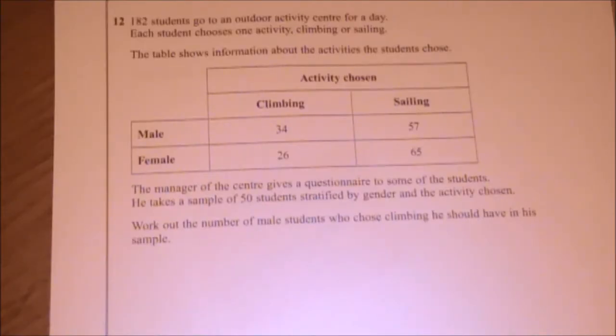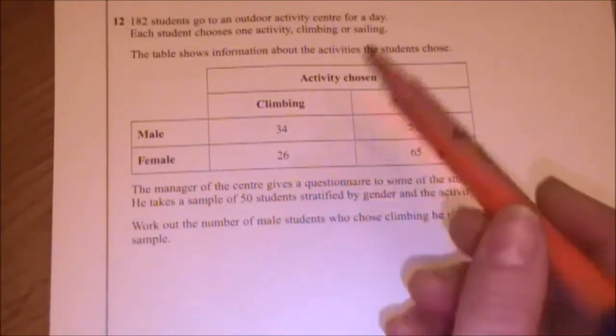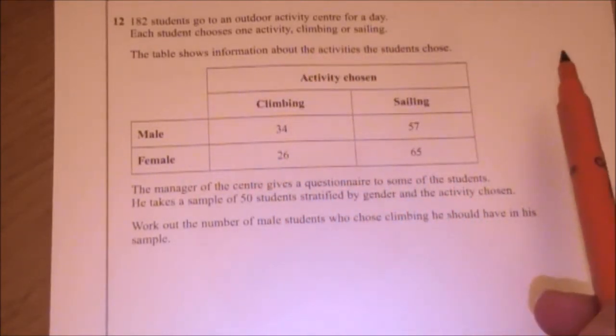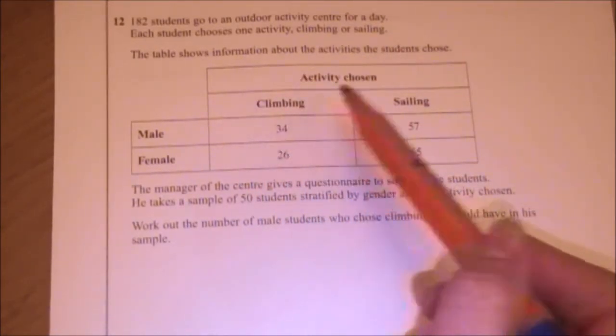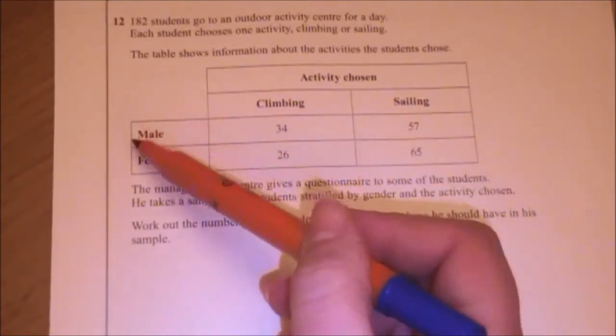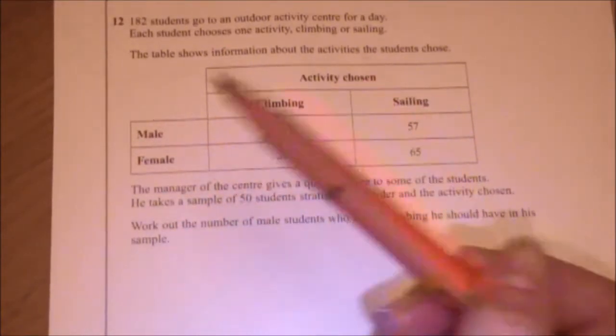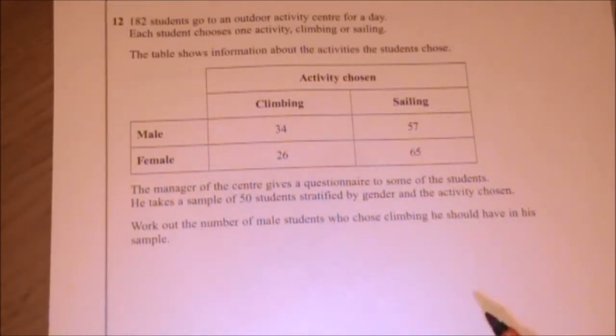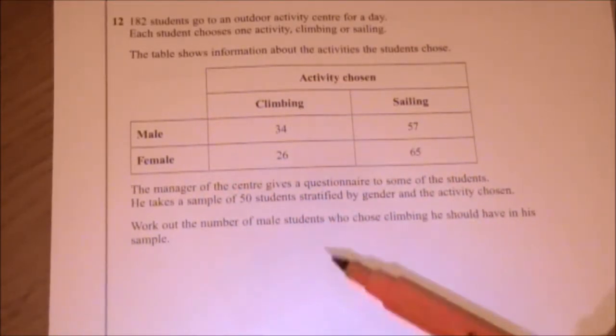Question 12 is a stratified sampling question. 182 students go to an outdoor activity centre for a day. Each student chooses one activity, climbing or sailing. The table shows the information about the activities the students choose. Climbing, sailing, males, females. So just like a question back at the front of the paper, they've set this up in a two-way table for us to view easily.